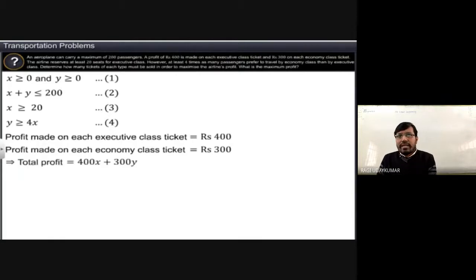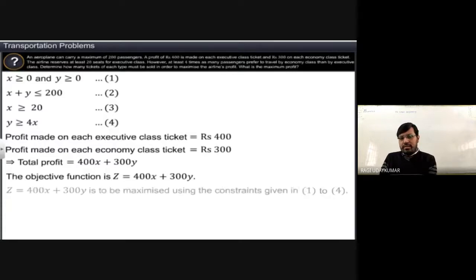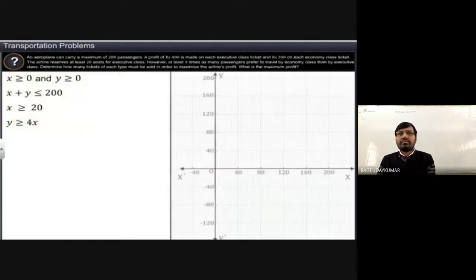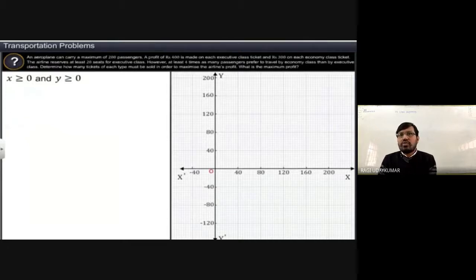Profit is given as 400 on executive class and 300 on economy class. So 400x plus 300y will become the objective function. It is the same model, but the situations are all different here. One is a diet related problem, another a transportation problem, another a manufacturing problem. Like that, situations are different, and you need to draw the graphs for these inequations. x plus y less than or equal to 200, with x greater than 0, y greater than 0, will represent the first quadrant. Obviously, it is the first quadrant.